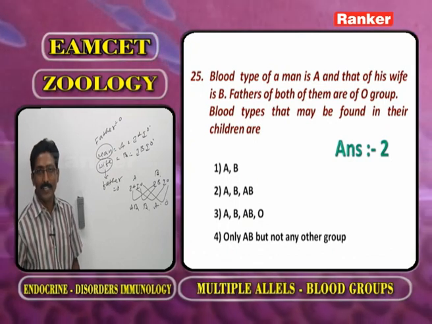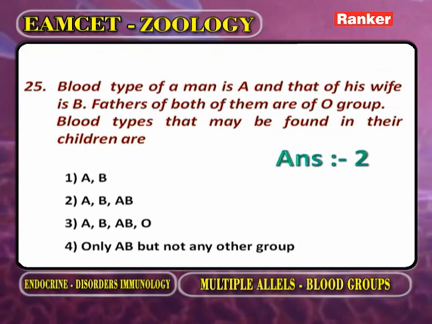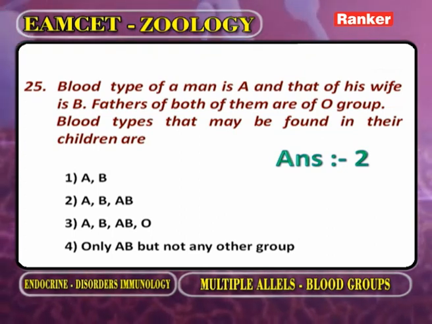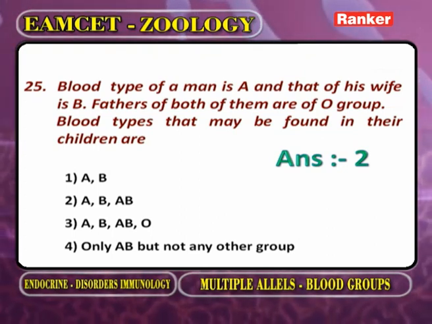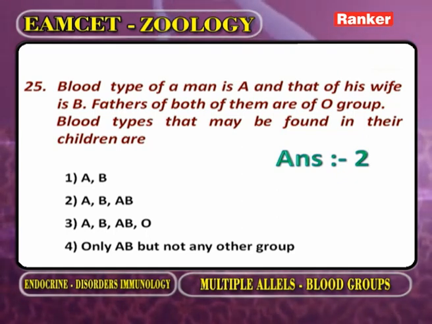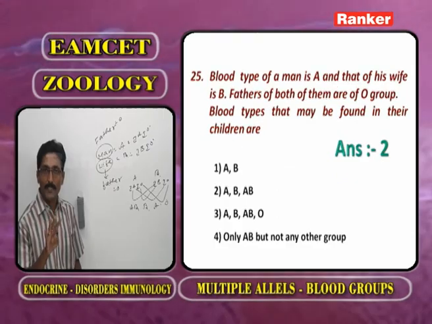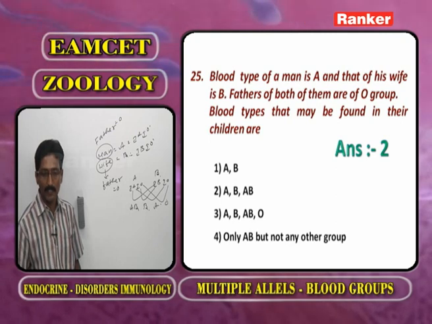The correct answer is the third option, AB, B, A and O. Four blood groups are going to be observed in their children. The third option is correct. Next question.